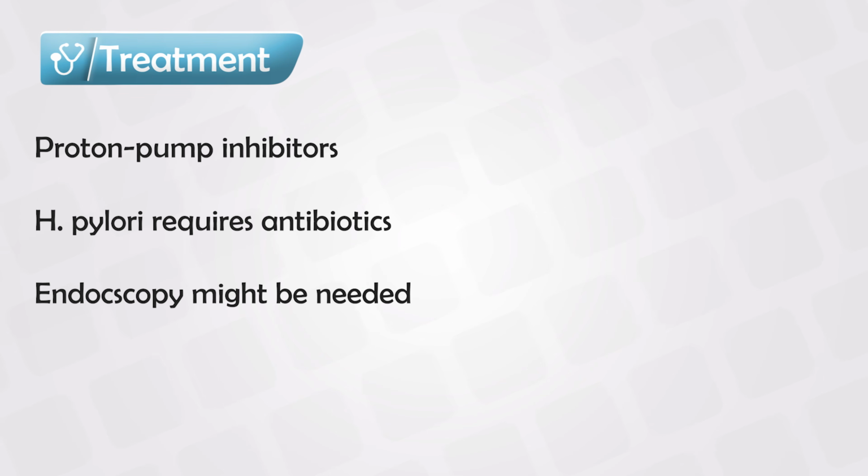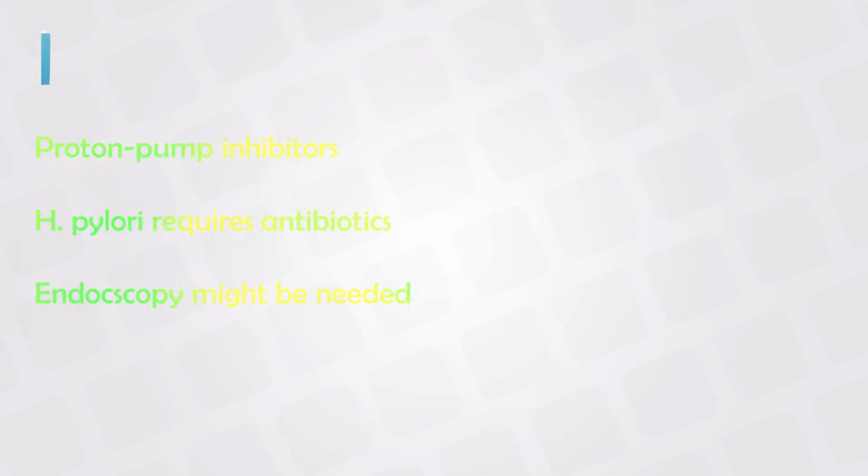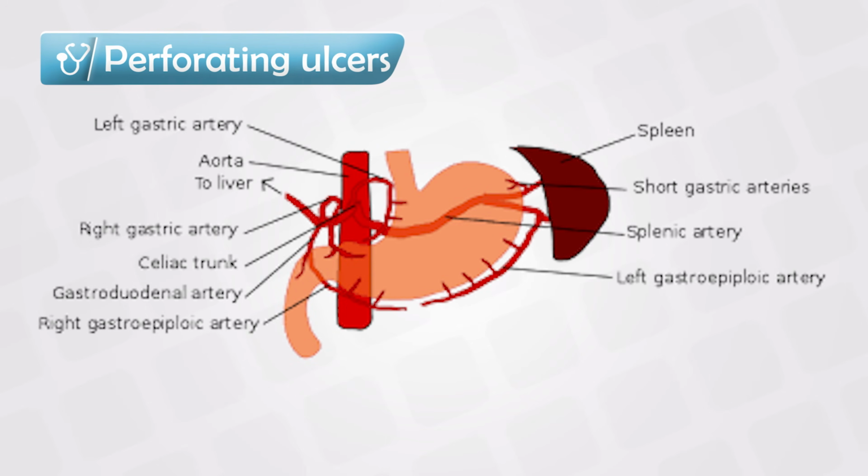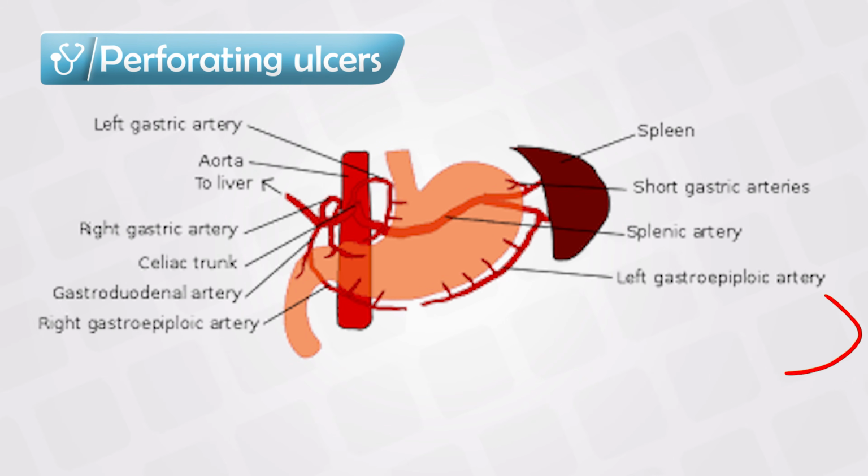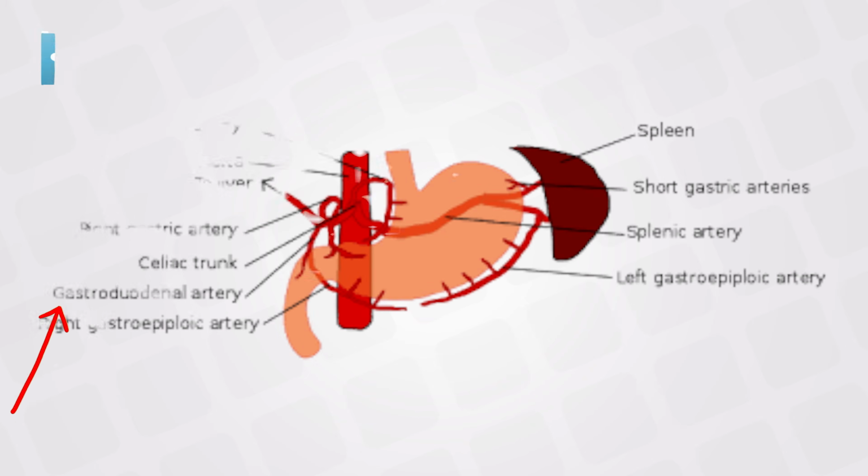A very important tip for exams is that certain ulcers can puncture or perforate and cause bleeding in certain arteries. An ulcer in the posterior wall of the stomach can injure the splenic artery, and of course this presents with massive bleeding. On the other hand, peptic ulcers in the posterior wall of the first part of the duodenum can injure the gastroduodenal artery. These two arteries are very important for exams.